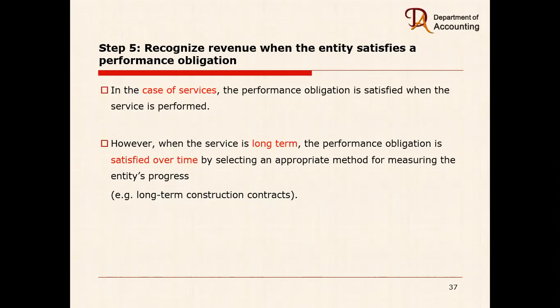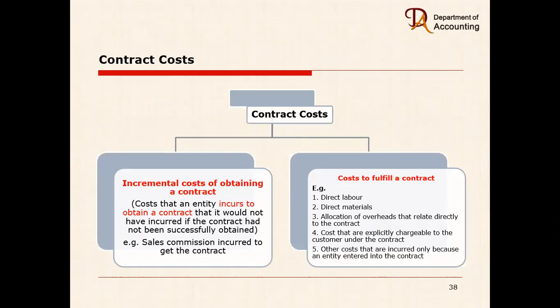Right? We'll see what it is now. We call it contract cost. What about the contract cost? As per the standard, SLFRS 15, they divide the contract cost into two. One main component is the incremental cost of obtaining a contract. And the second thing is the cost to fulfill a contract, right? We'll see what those are.